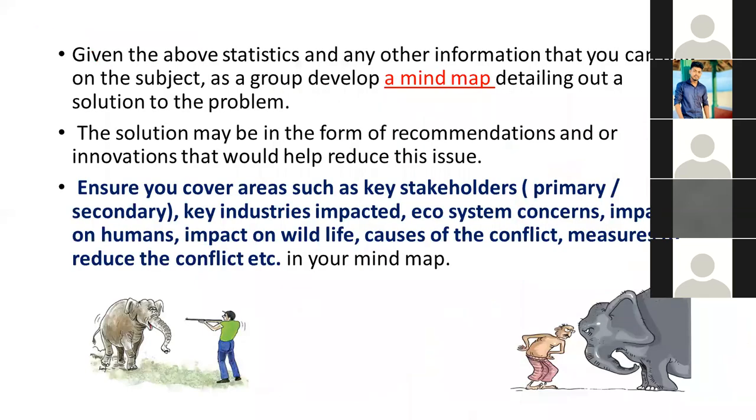Now what you have to do is discuss among your peer members the causes for this conflict and what sort of measures can be taken to reduce this conflict. And also you need to identify the other given areas like key stakeholders, key industries, impact and ecosystem concerns, and so on. Do you get it? Since we have about 30 minutes left, it can be 25 minutes actually. Within 25 minutes, can you do this activity? You need to discuss among peers the possible causes and the measures to reduce the human-elephant conflict.